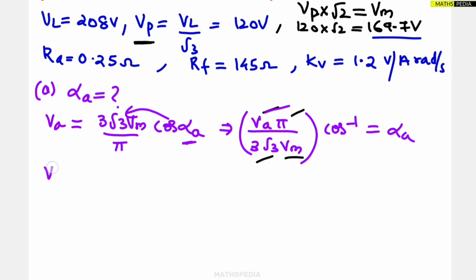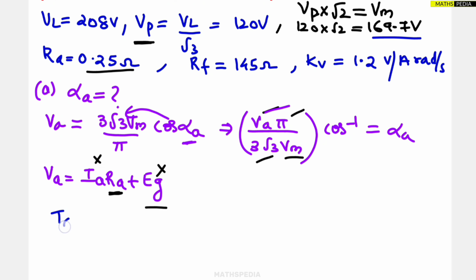VA, simple formula of VA, is nothing but IA RA plus EG. Now here, which are the given things? RA is given, you can directly see. IA is not given. EG also is not given. So these two things are not given. So how will you find IA? For IA you can go with the torque equation. But in the previous problem, you remember, we were not able to find IA using the torque equation because TD, the torque developed, was not given. But here TD is given. So simple thing.